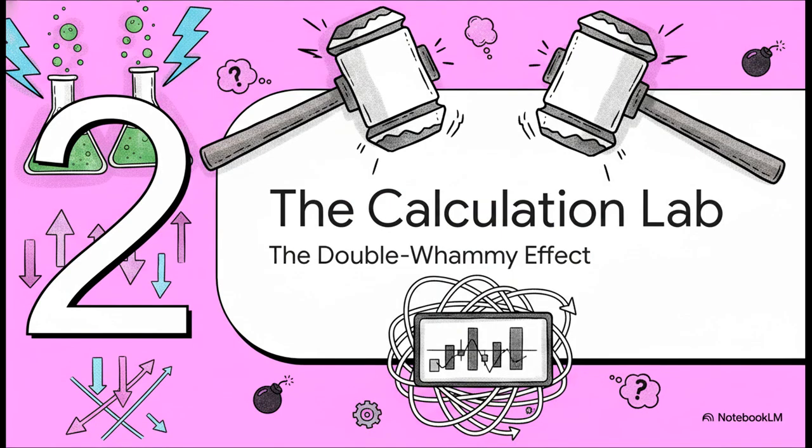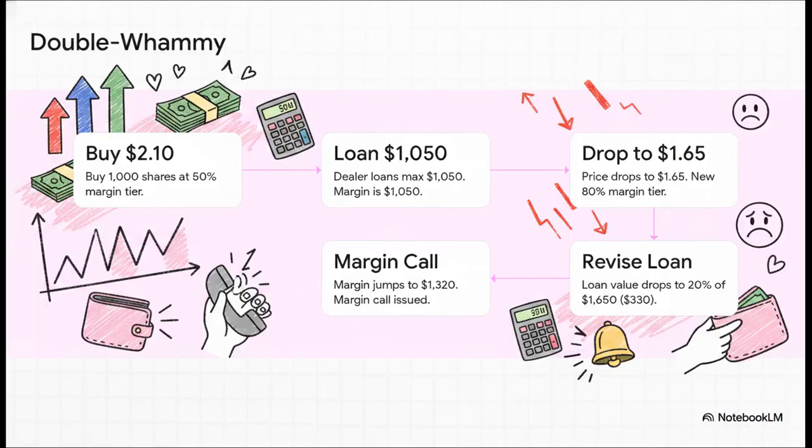Moving right along to Section 2, the Calculation Lab. Get ready for the double whammy effect. Let's actually apply those hard rules to a worst-case scenario. This one trips up almost everyone on the test. I call it the double whammy. Grab your TIBA 2 Plus calculator right now.